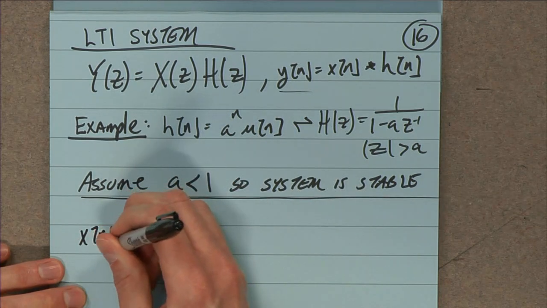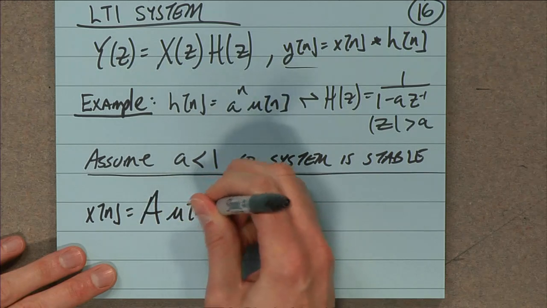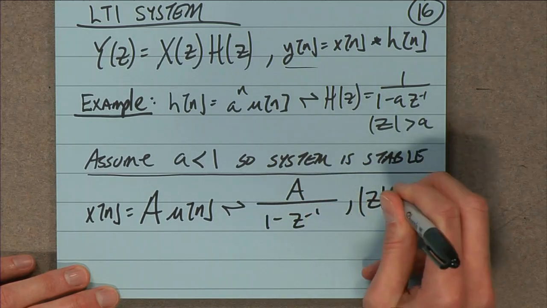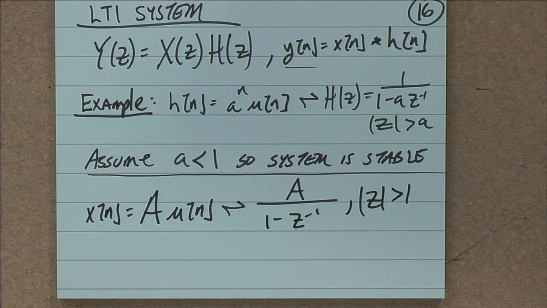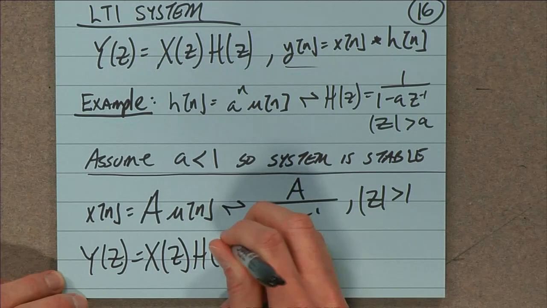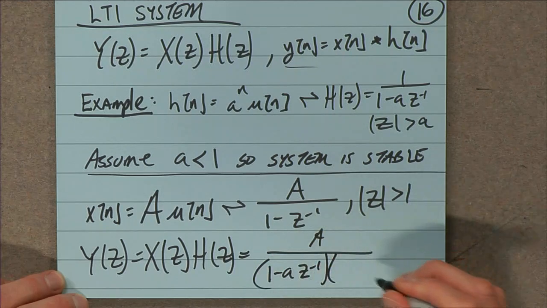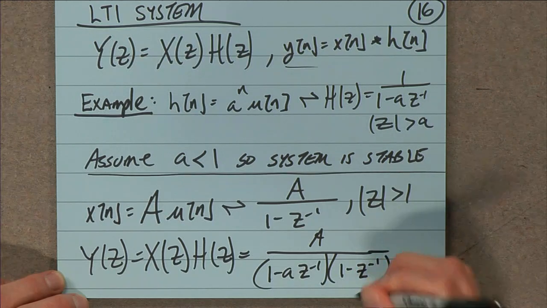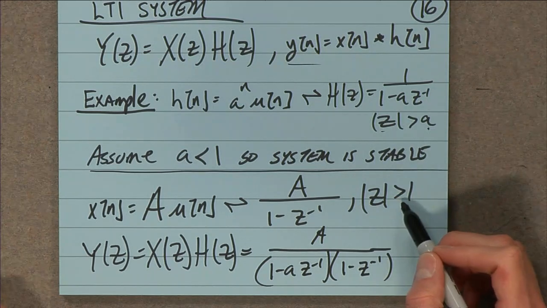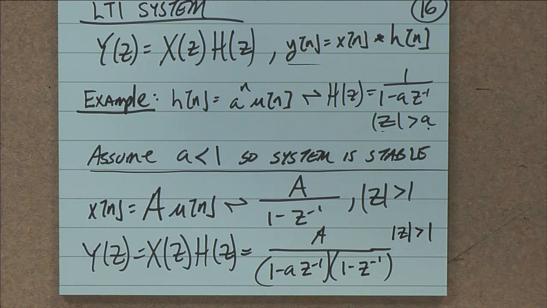And we'll let x(n), our input sequence, also be a unit step with a capital A, u(n). So we end up with just a scaled 1 over 1 minus z inverse, |z| greater than 1. So if we multiply these two together, Y(z) equals X(z) times H(z), we get what? A over 1 minus a z inverse times 1 over 1 minus z inverse. And then the all-important, what's the region of convergence? Well, |z| is greater than |a|, which is less than 1, and |z| is greater than 1. So the overlap is |z| greater than 1. That's the only place where both of them exist.